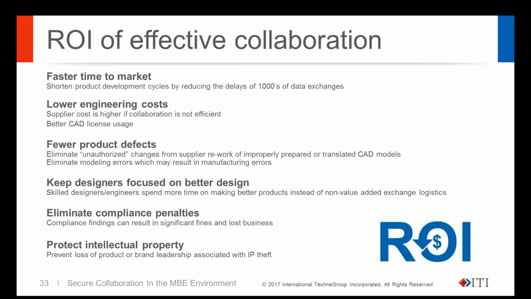The further downstream you find that, the more expensive it is to have engineering change orders to change that. So being able to identify these things up front can be a big money saver.